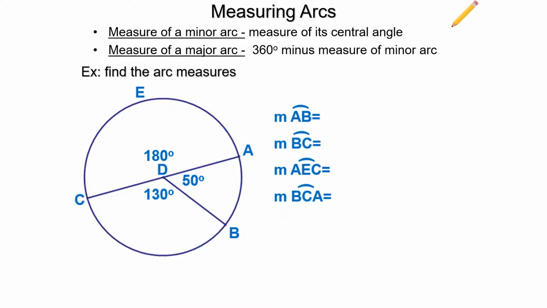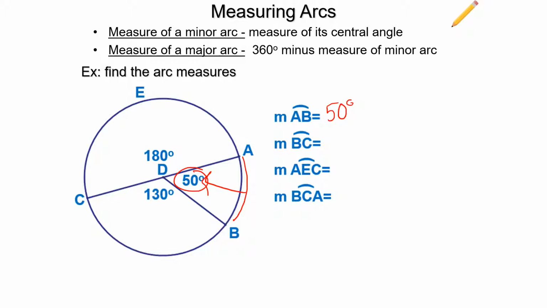Okay, more things that we should know, or more definitions that we know. When we measure arcs, when we measure a minor arc, we measure it based on its central angle, and when we measure a major arc, we take 360 minus the minor arc, or we can also think of it as measuring that big central angle that's larger than 180 degrees. So let's look at these examples. So the measure of arc AB. Well, if we look back at its central angle, it's 50 degrees, so that means that the measure of my arc would also be 50 degrees.